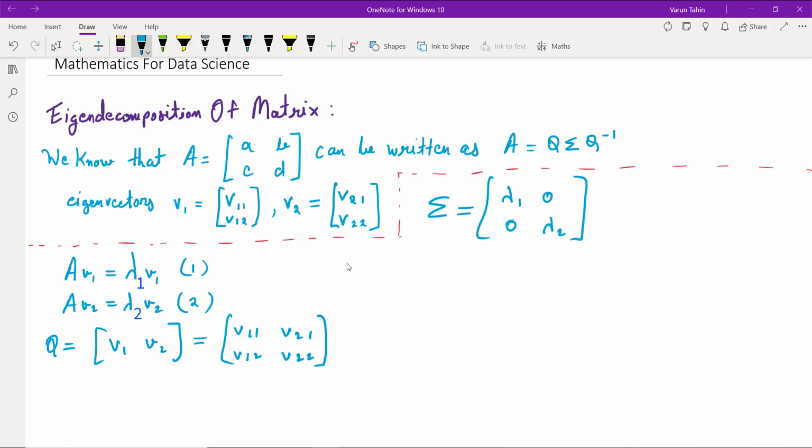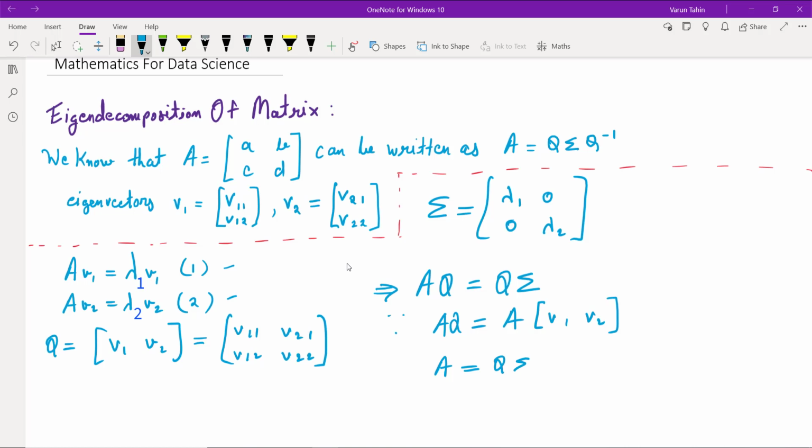We will notice that we can write the two equations 1 and 2 in a compact form as one matrix equation, that is AQ equals QE. Since AQ equals A into V1 V2, we can further evaluate the value of A by multiplying each side by Q inverse. So the final equation we will have is A equals Q E Q inverse. Hence we have proved that A can be decomposed in this form.